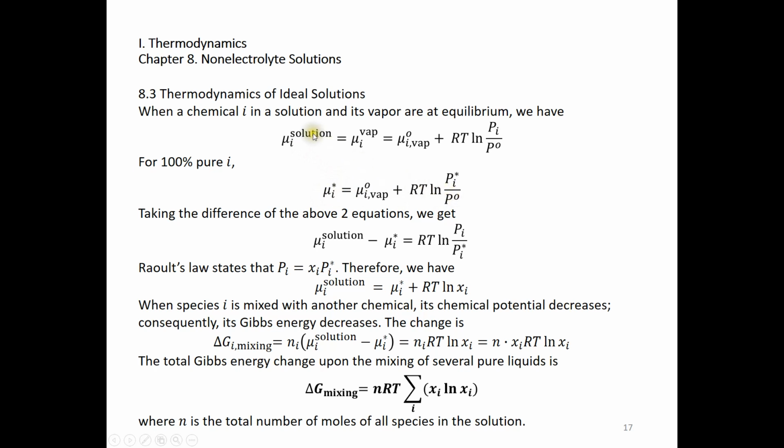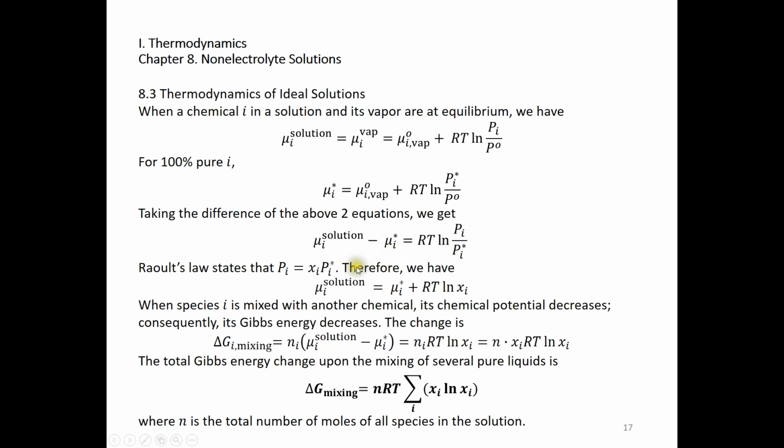Now we're going to take the difference between these two equations. We use the left hand side, this minus this. Alright, we have the left hand side of the equation here. Now we use this minus this, and you can see the standard chemical potential cancels. We have just RT times the natural logarithm of P sub I over P sub I star. P naught and P naught also cancel. So we have only P sub I over P sub I star here.